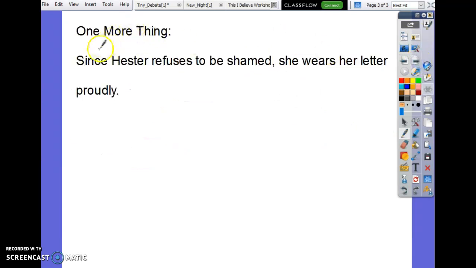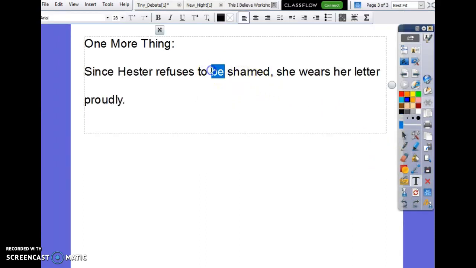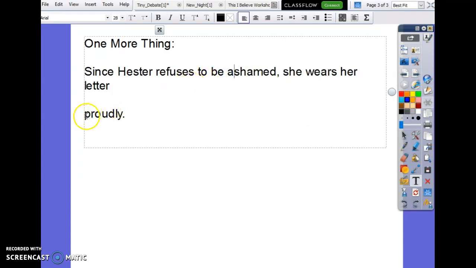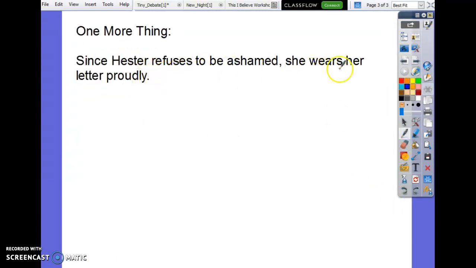Take a look at this sentence. Since Hester refuses to be ashamed, she wears her letter proudly. So this is going to be a little bit more difficult for you to check for subject or predicate. Let me let you think for a second. What do you think the subject is? Who is the who or the what?